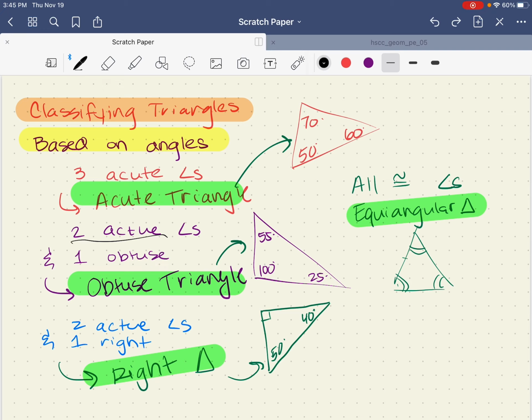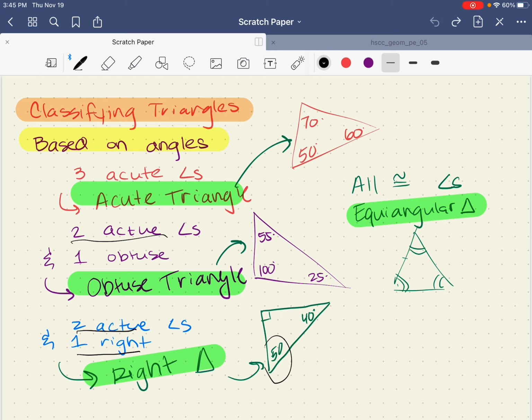The last one that we have is the right triangle. That's where you have two acute angles and one right angle. One more time, acute angles are where the angles are less than 90, there and there. And then you have a third angle that is going to be 90 degrees, or have the right angle symbol indicating that it's 90 degrees.